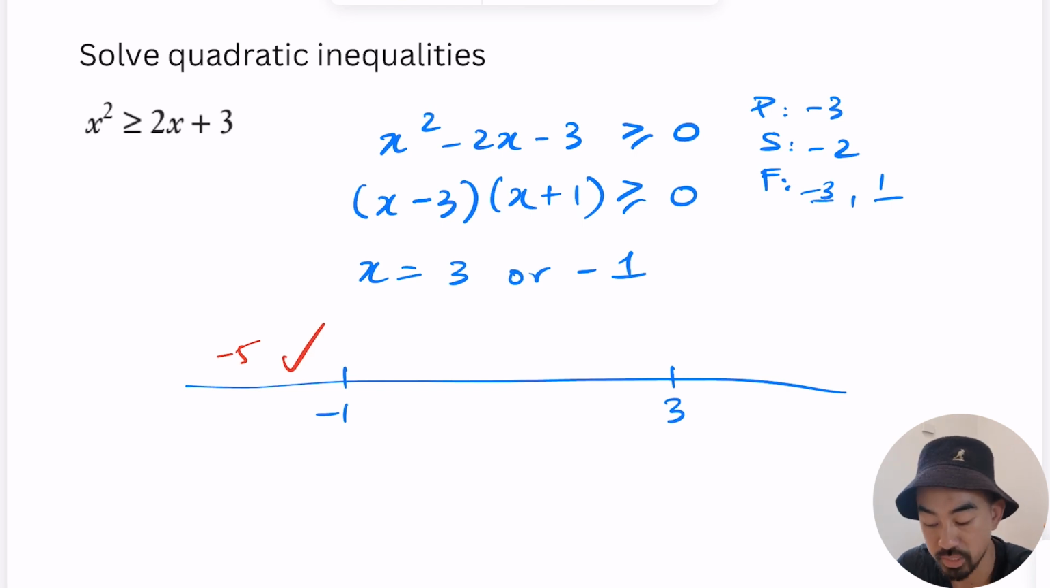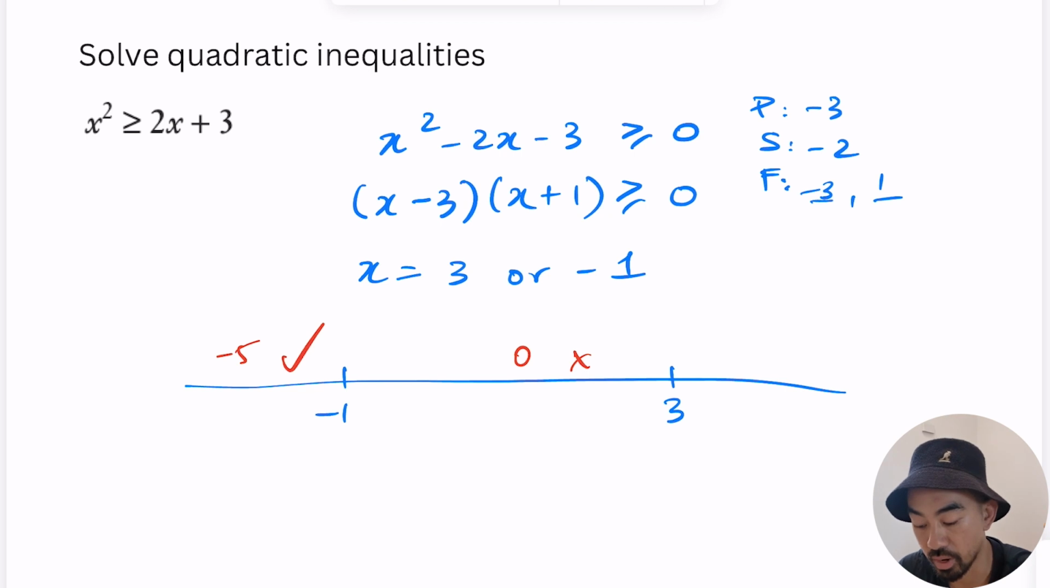Okay, what's in between minus 1 and 3? Well, let's say 0. Let's test that out. So 0 minus 3 is negative. 0 plus 1 is positive. So I've got a negative and a positive make a negative. So negative is not greater than or equal to 0. So that is a cross there.